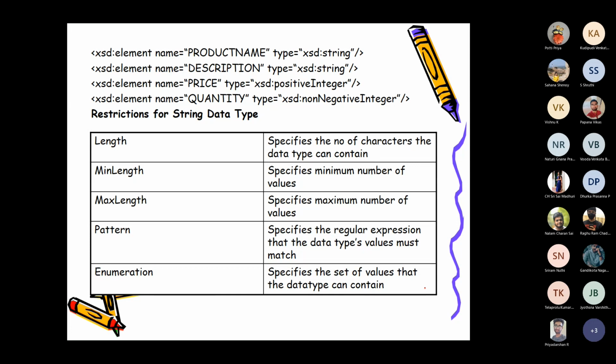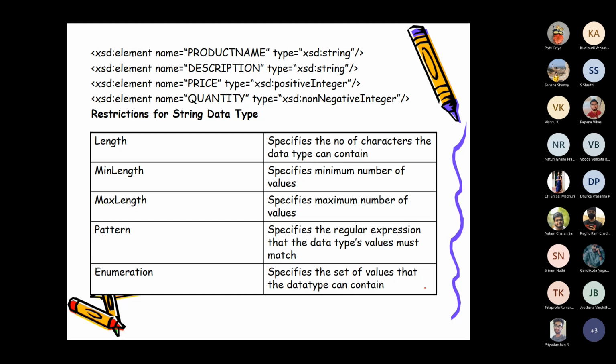Okay, some element declaration examples. XSD colon element, name equal to product name, type equal to XSD colon string. Again, data types also we will be specifying as related to XSD. Okay, so string is a primitive data type. So XSD colon string will be the value I'm going to put for type. XSD colon string, XSD colon positive integer, XSD colon non-negative integer. You can see how those different primitive and derived data types are specified.